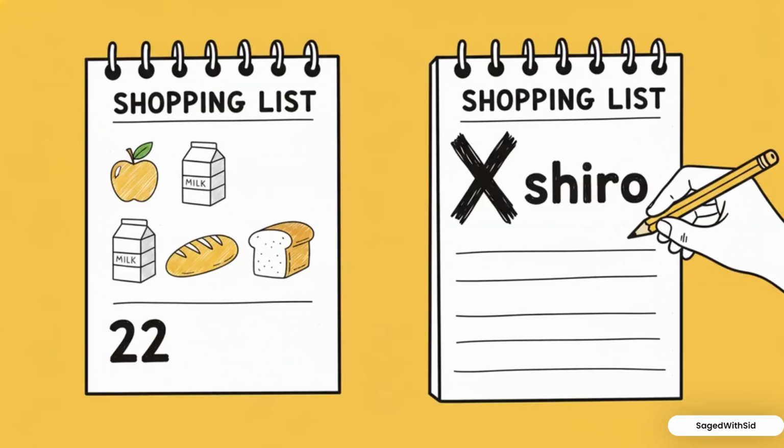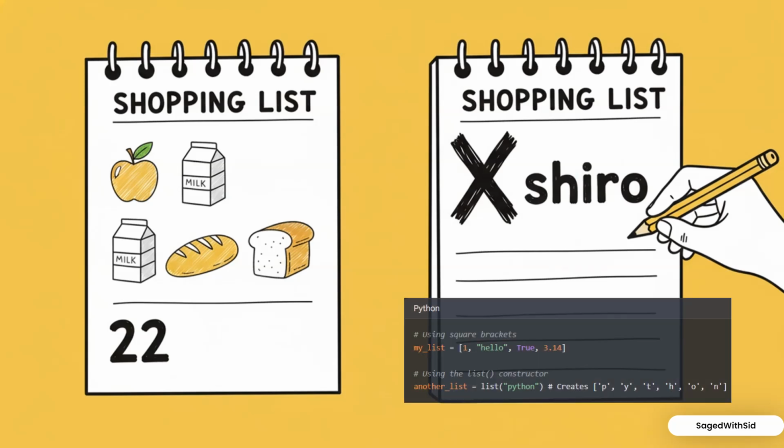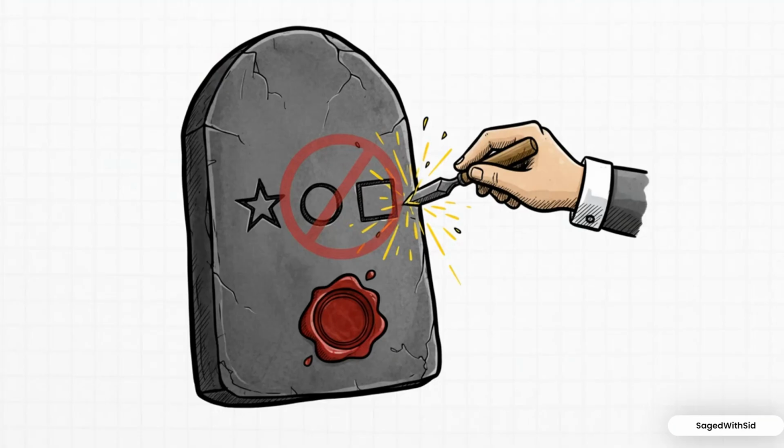The easiest way to think about this, it's literally just like a shopping list. You write things down in order, and you can change your mind. You can add stuff, remove stuff, or swap one thing for another, just like we did here, swapping out the number 22 for the name Shiro. Super flexible.